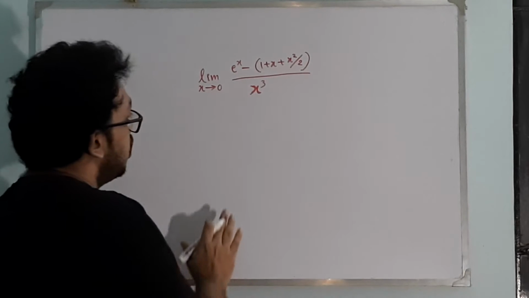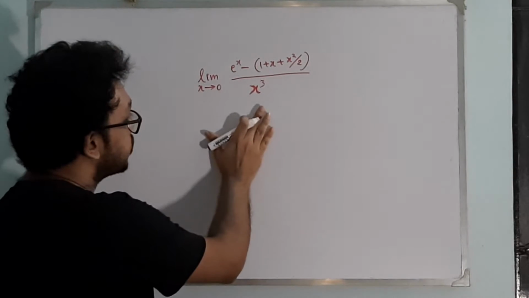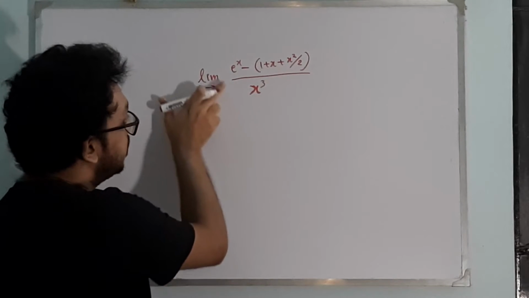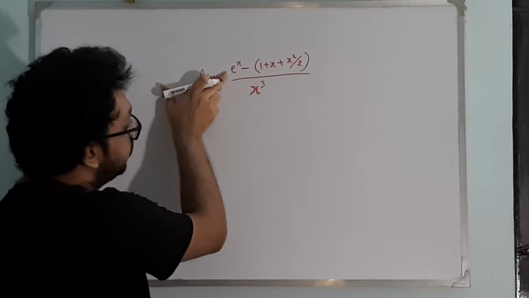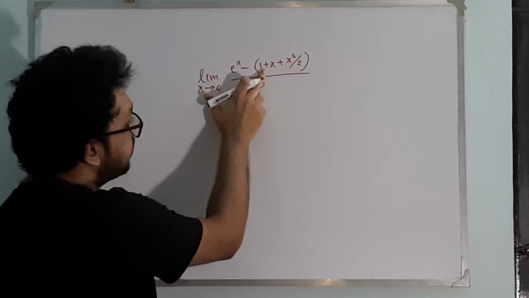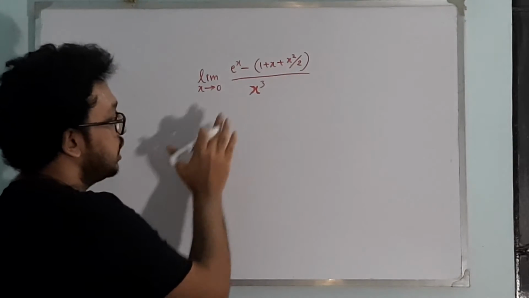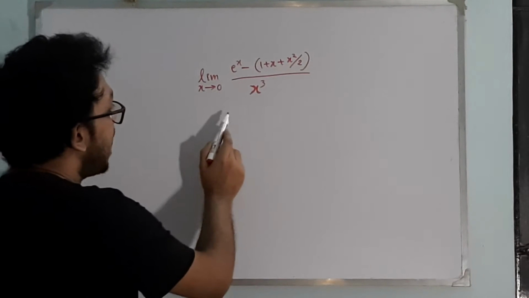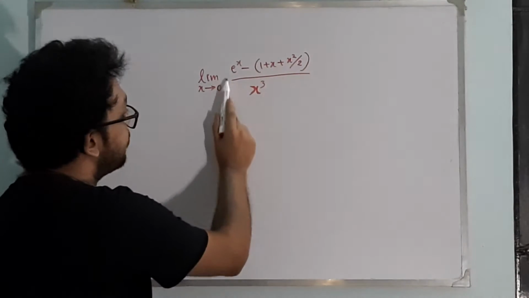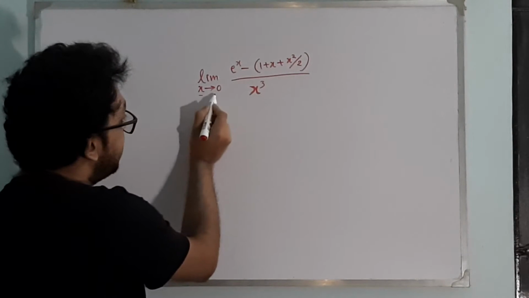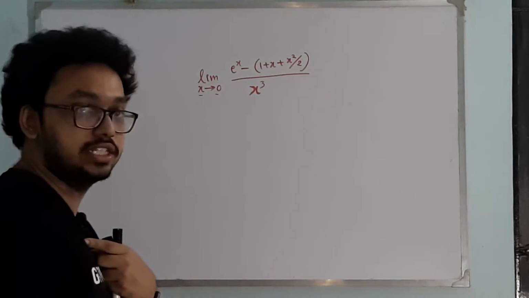See, we observe that we have a function here which is given in the form of a fraction. The numerator of the fraction is e to the power x minus 1 plus x square by 2, and the denominator of the fraction is x cube, and we have to find out the limiting value towards which this function tends to when the limiting variable x tends towards 0.